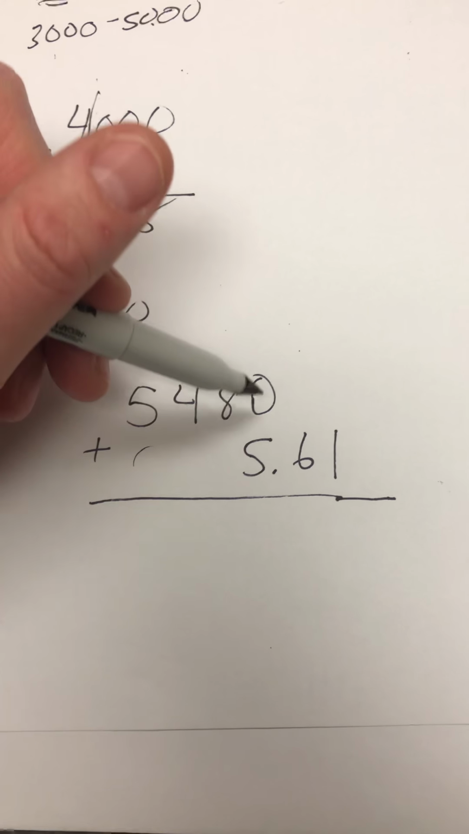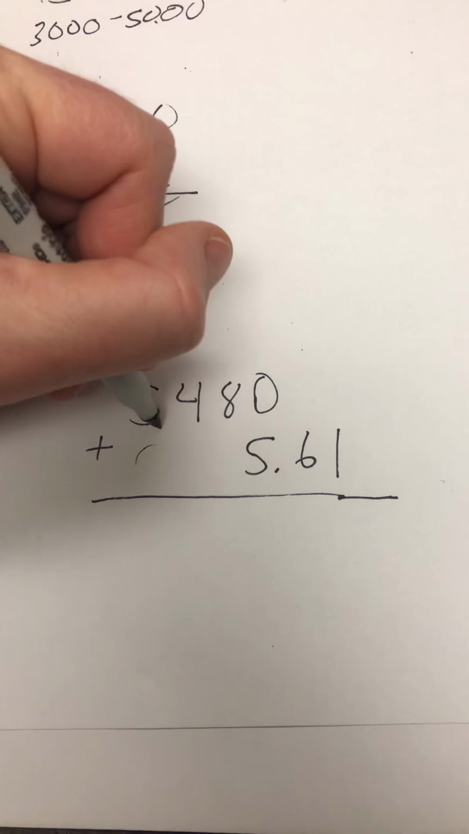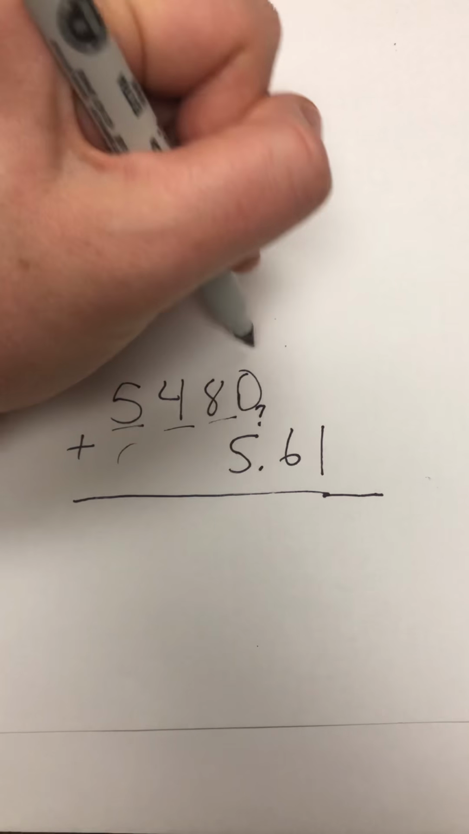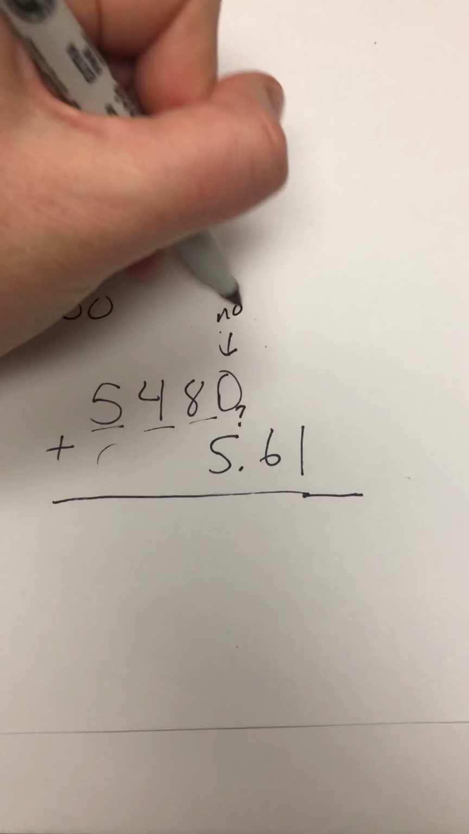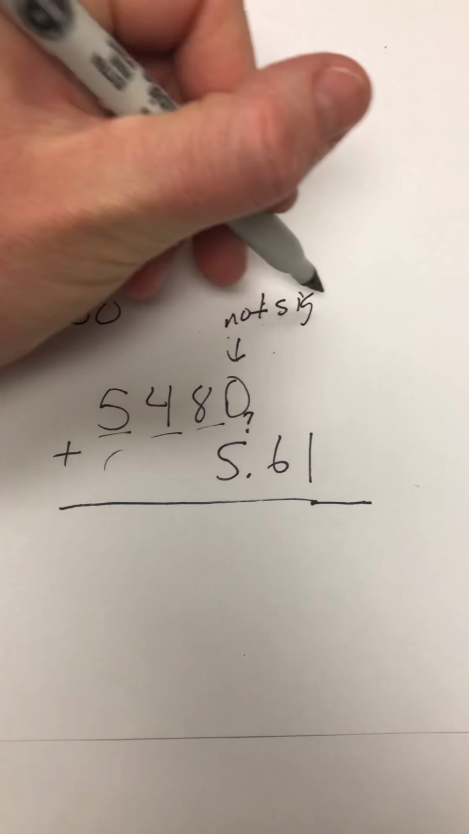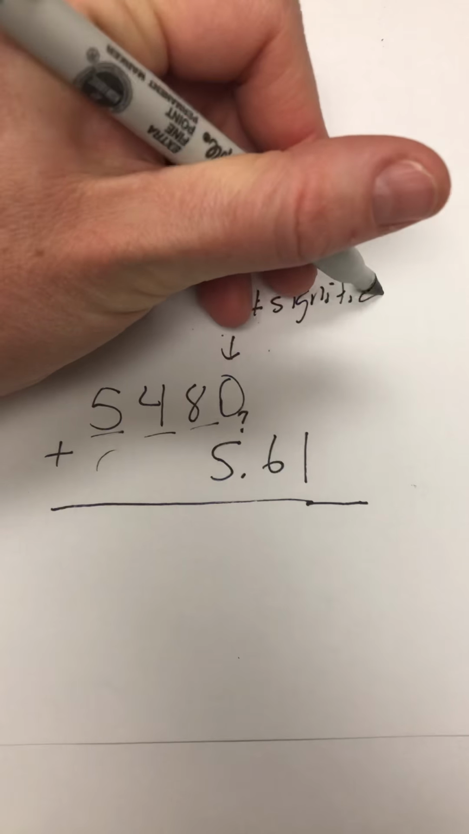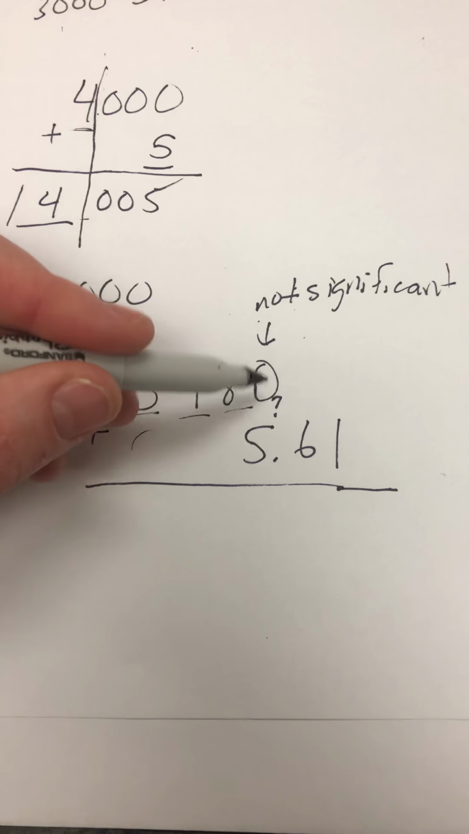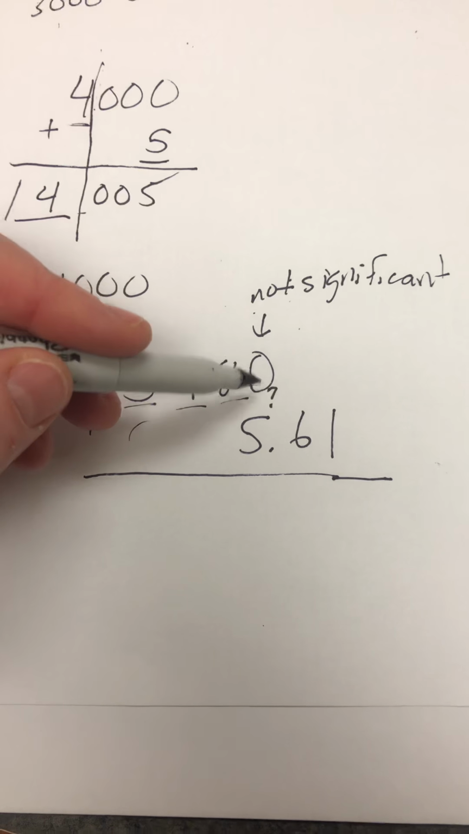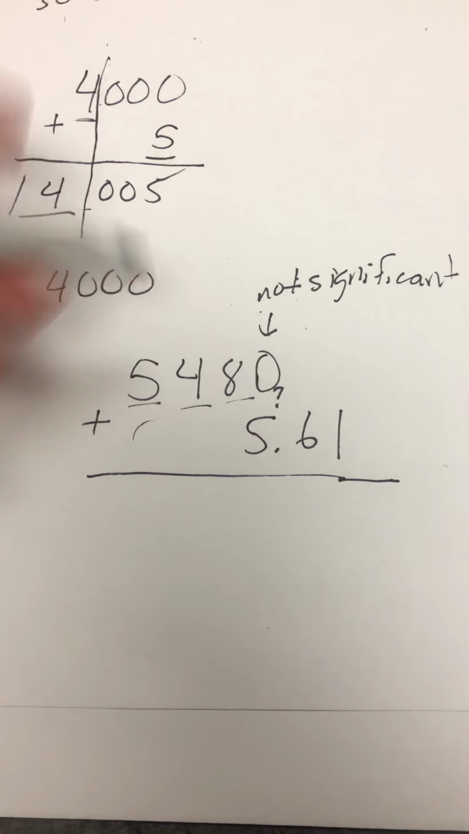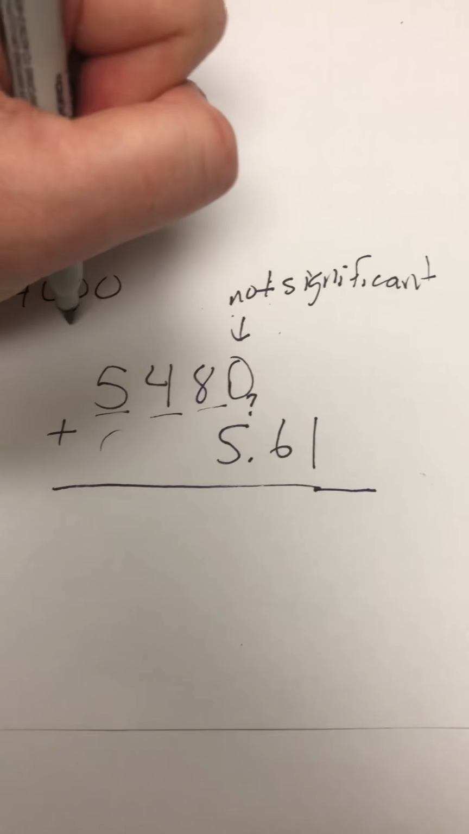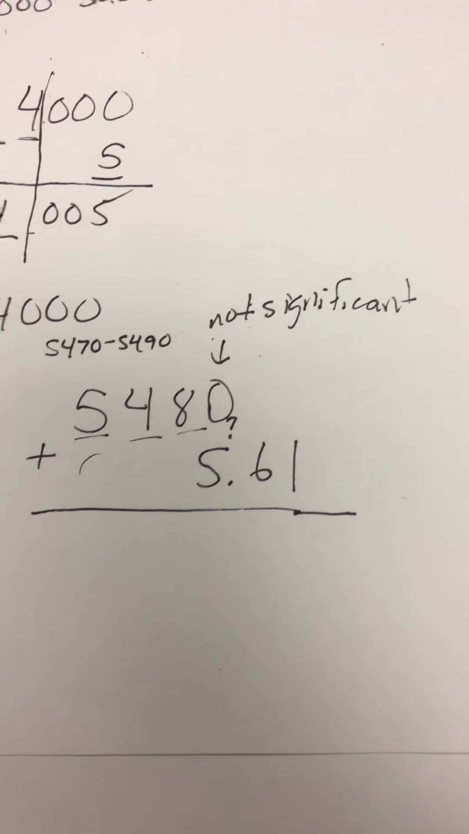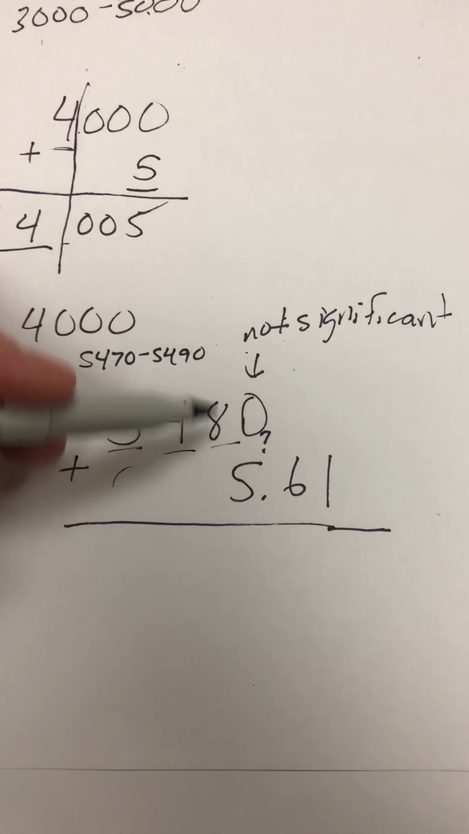And our ones place, do we know this? Because we know that this is a 5, this is a 4, this is an 8. But this 0, we do not know. This is not significant due to sig fig rules. Yet this is. So really this could be a 3, this could be a 9. We have no idea what this number is. All we know is that this 5,480 is really a range between 5,470 to 5,490, because it's plus or minus 1 of the last significant figure.